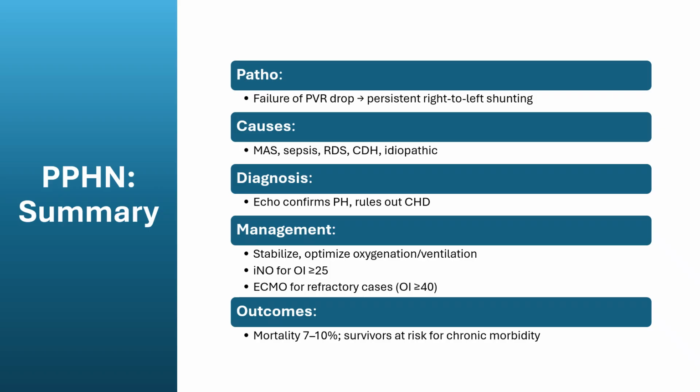Despite advances in care, mortality ranges from 7 to 10%, and survivors remain at risk for chronic pulmonary morbidity, neurodevelopmental impairment, and sensory neural hearing loss. Early recognition, careful monitoring, and timely intervention are critical to improving both acute outcomes and long-term prognosis.